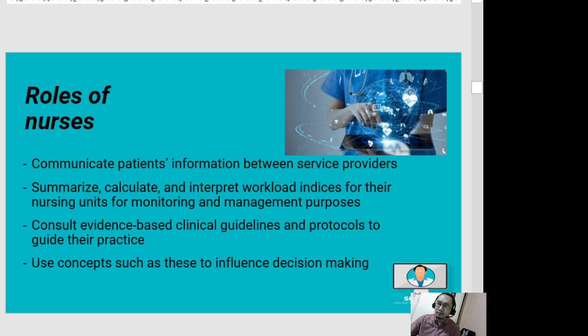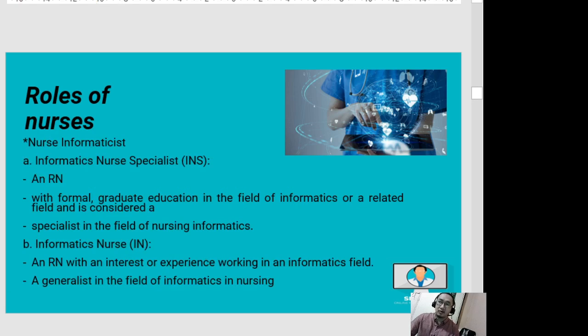So we are considered to be knowledge workers. Nurses are using knowledge and information to influence better decision making and better outcomes in patient care. In terms of roles of nurses in nursing informatics, we usually refer to nurses who have specialties in nursing informatics as nurse informaticists. They are called nurse informaticists.